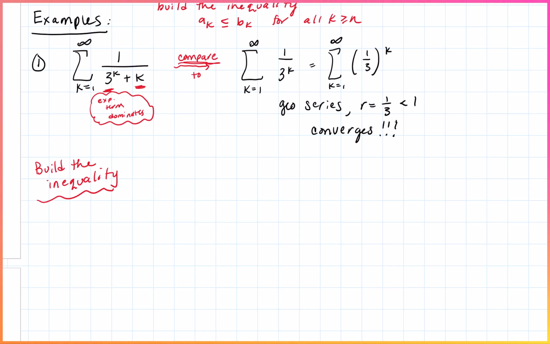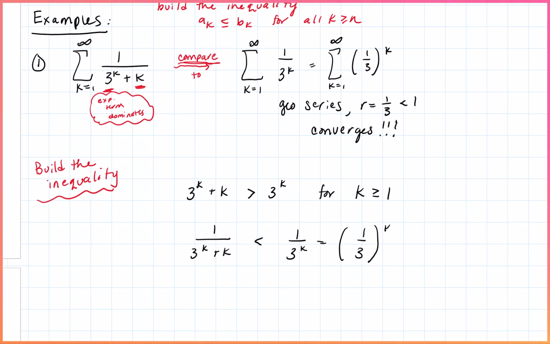So I'm going to start this way. I'm going to start by saying, well, the denominator, 3 to the k plus k, is always bigger than just 3 to the k for k values that are greater than or equal to 1. And when I reciprocate that, 1 over 3 to the k plus k would have to be less than 1 over 3 to the k, which is the same, by the way, as 1/3 to the k. I will write it that way just so we can see it too. So that has to be true.